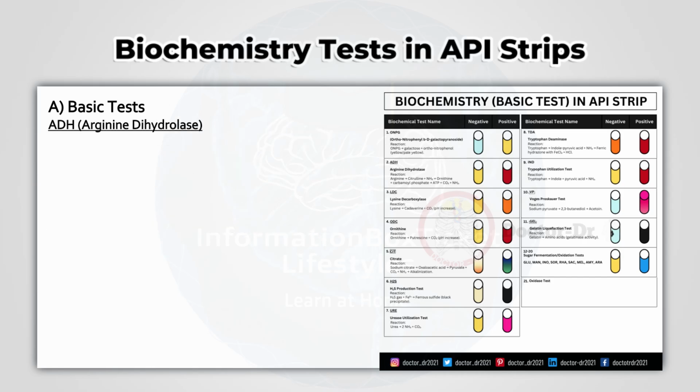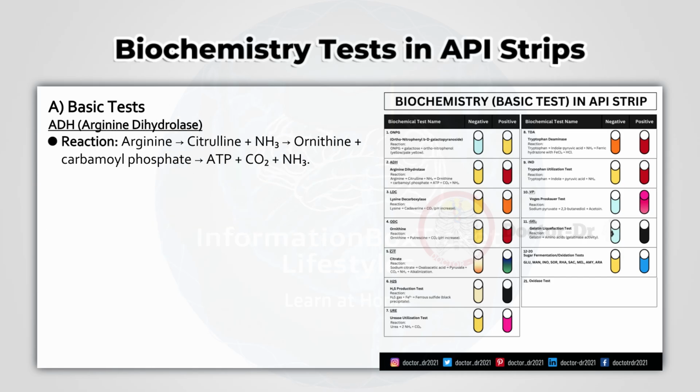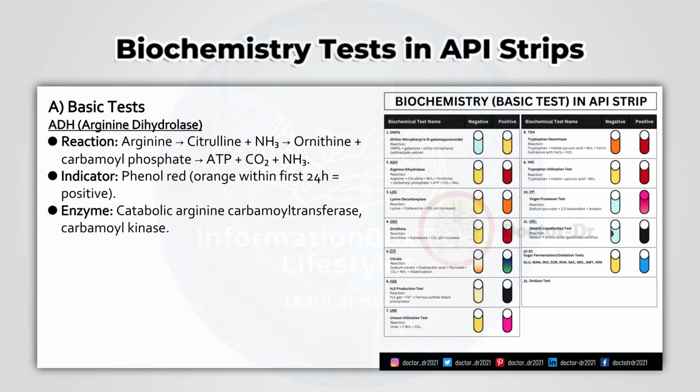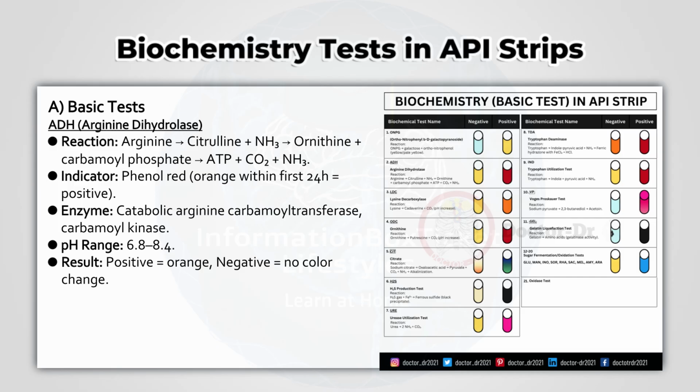ADH, arginine dihydrolase. Reaction: arginine to citrulline plus NH3, to ornithine plus carbamoyl phosphate, to ATP plus CO2 plus NH3. Indicator: phenol red, orange within the first 24 hours equals positive. Enzyme: catabolic arginine, carbamoyl transferase, carbamoyl kinase. pH range 6.8 to 8.4. Result: positive equals orange, negative equals no color change.